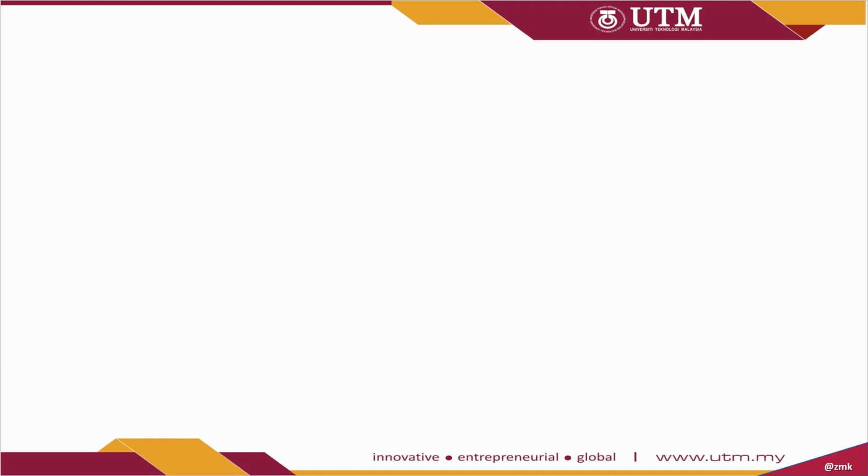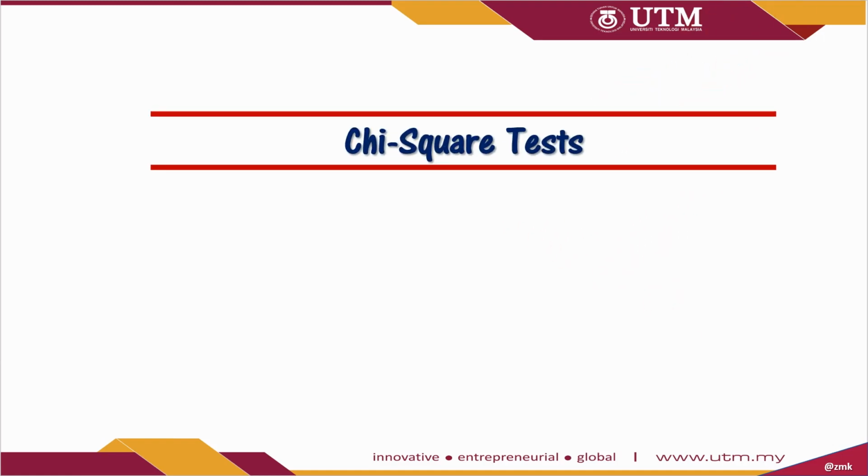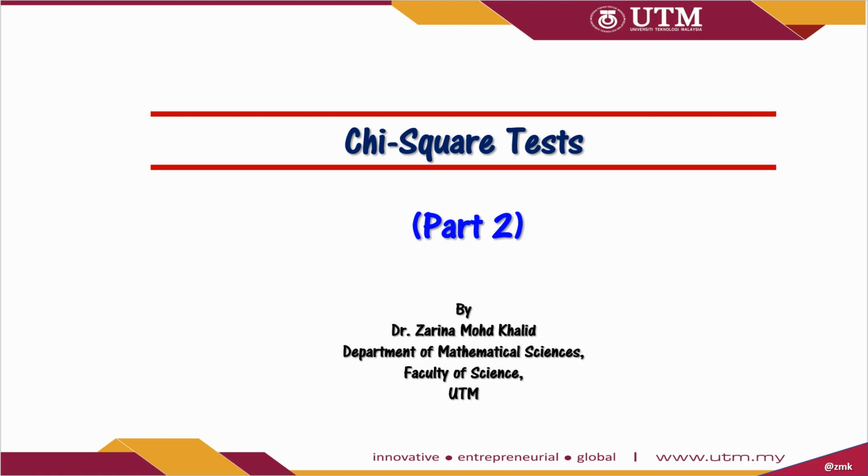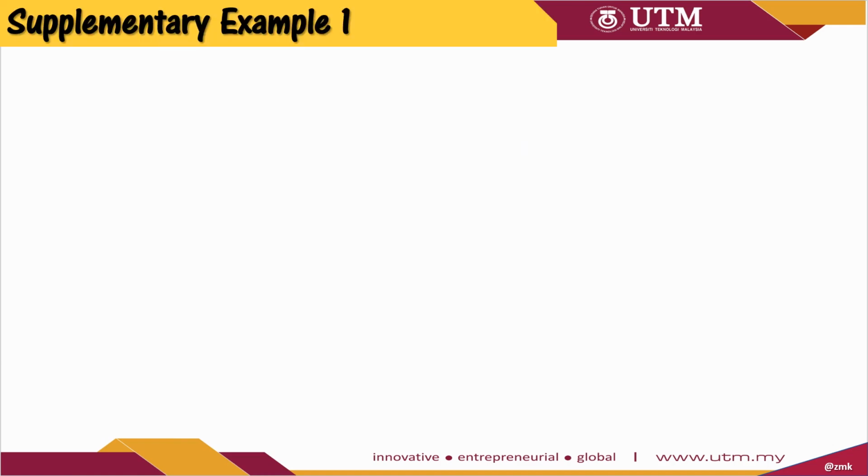In this video, we are still looking into chapter 5 on specific chi-square test, but in part 2, where we will explore a number of examples on goodness of fit test. Let's look at the first supplementary example in the subsequent slide. This example is from a past assessment.